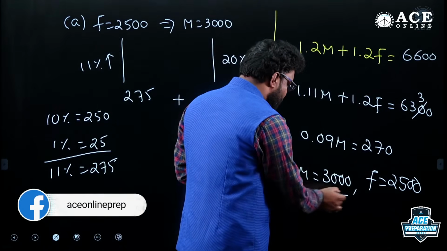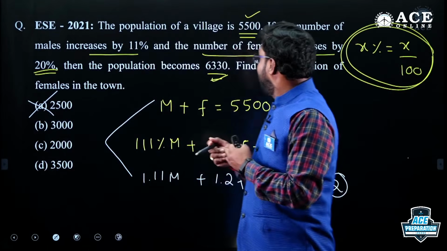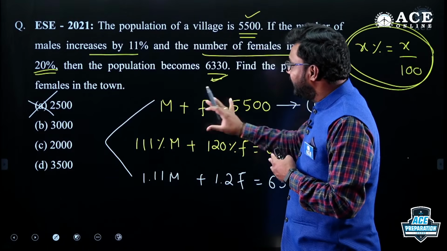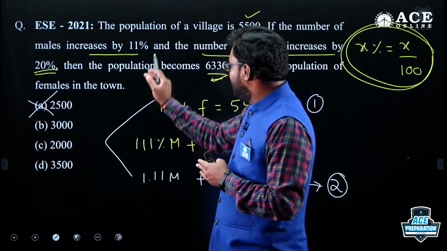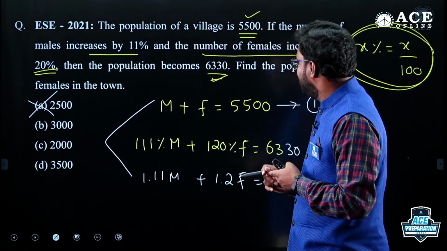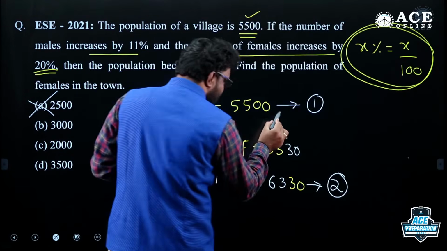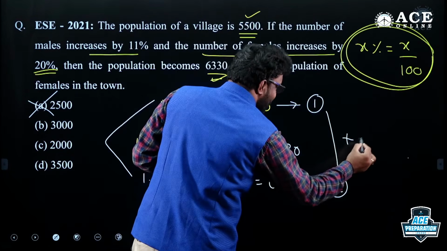Fine, so the initial strength of male and female is 5500. We got clearly 11% increase, 1.11 m. Female 20% increase, so 1.2 times female is 6330. The increase is 830 here.